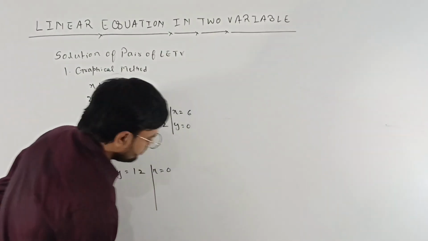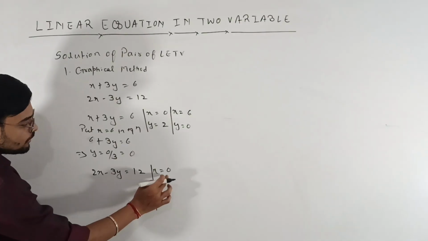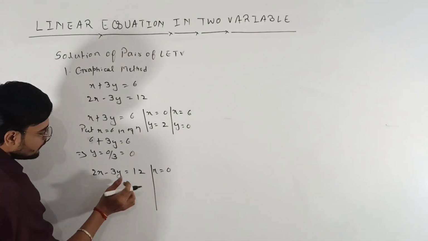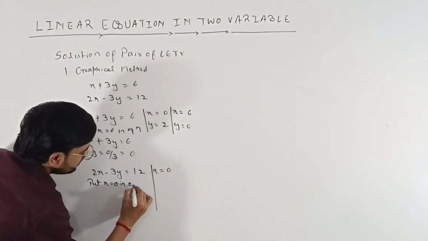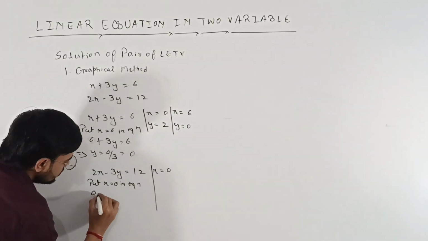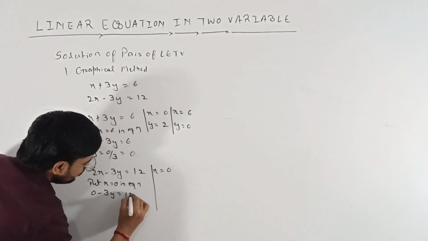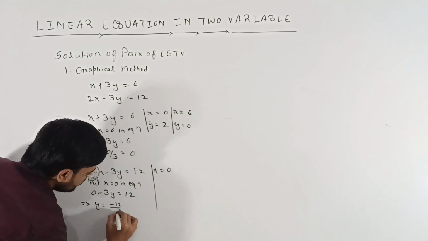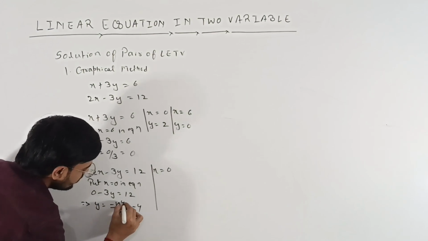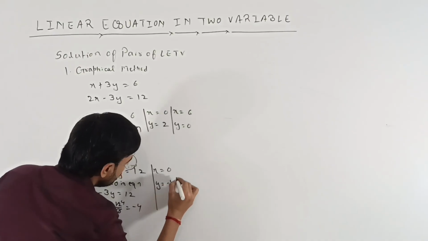Then, second step, I put 0 in place of x in this equation. Then this equation becomes 0 minus 3y is equal to 12. From here y is equal to minus 12 upon 3, that is minus 4. Then y is minus 4.